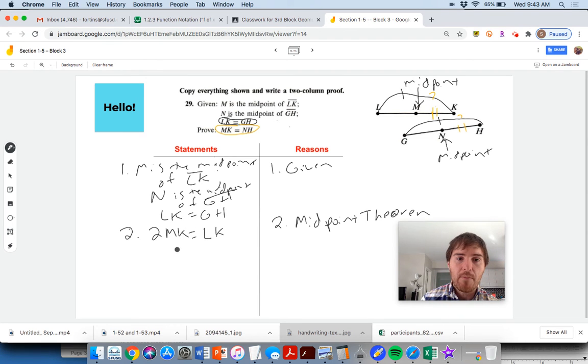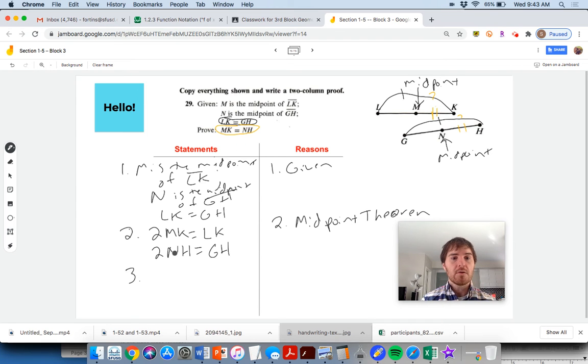By the second step, I'm already thinking about what I need to get into the proof to actually prove it. I need to get MK in, and I need to get NH in. So I'll do 2 times NH, and that's going to equal GH, by the midpoint theorem. This is good because now I've got MK and I've got NH. I need to set up an equation where MK is on the left side and NH is on the right side, or they could be on either side, because remember, equality has the symmetric property.